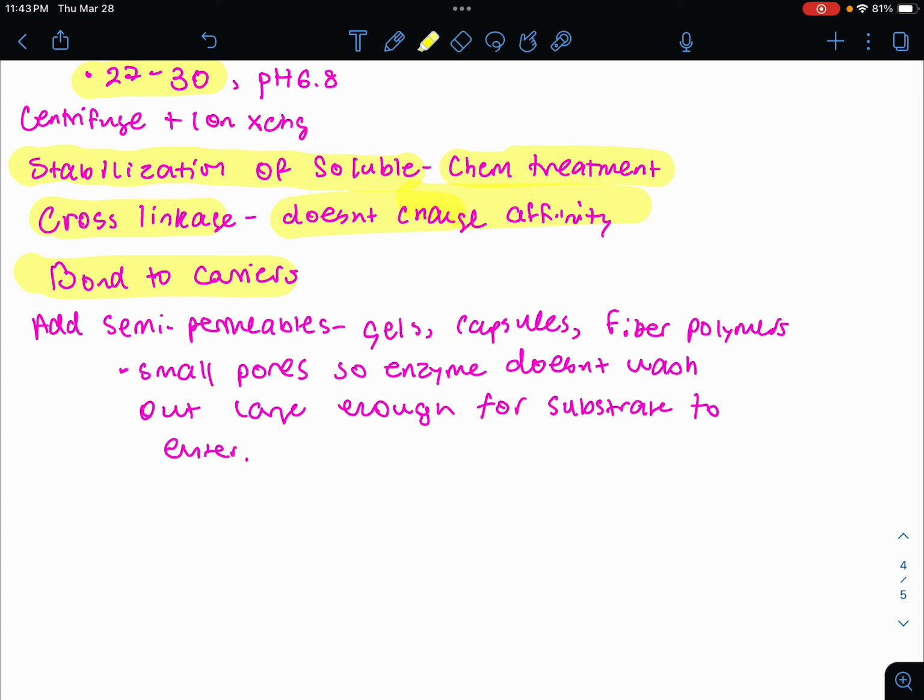Okay, you also have the enzyme just bound to a carrier that isn't the same enzyme. You also have incorporation of semi-permeable membranes. So these include the enclosing of enzymes into gels, microcapsules, and fibrous polymers. The pores are small enough so the enzyme doesn't escape. However, the pores are large enough for the substrate to enter. So again, the Goldilocks effect is at play.